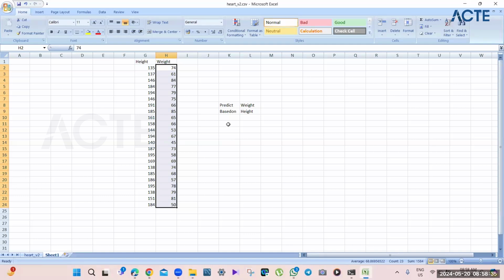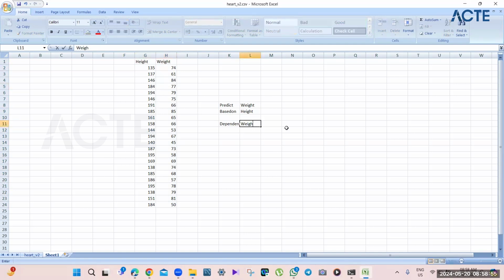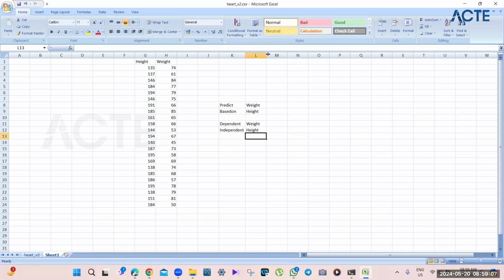What is a dependent variable? A dependent variable is something which depends on other variables to get the value. Here, I have to predict weight, so the weight value depends on height. My dependent variable here will be weight, and my independent variable will be height. Just tell me if you are able to understand this part or not.